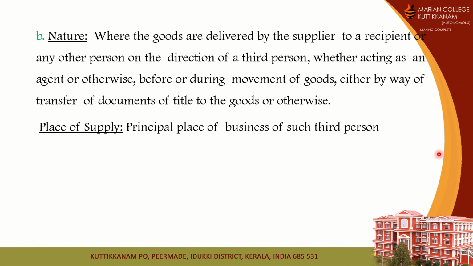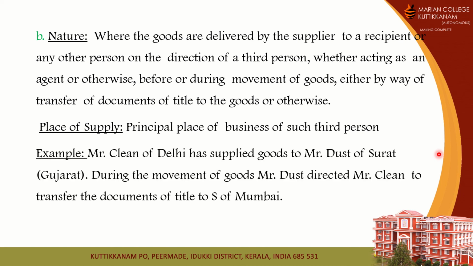So principal place of business means main place of business. In some cases, a particular person may have different businesses, different places of business. Okay. So in this case, the place of supply of goods will be the principal place of business of such third person. Okay. So now let's see an example. Mr. Clean of Delhi has supplied goods to Mr. Dust of Surat, Gujarat. Okay. So during the movement of goods, Mr. Dust directed Mr. Clean to transfer the documents of title to S of Mumbai.